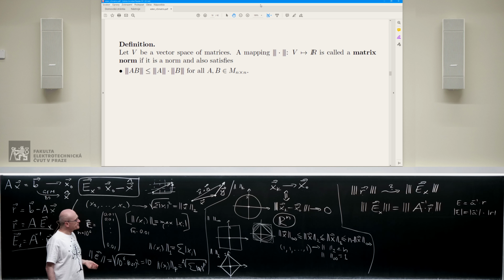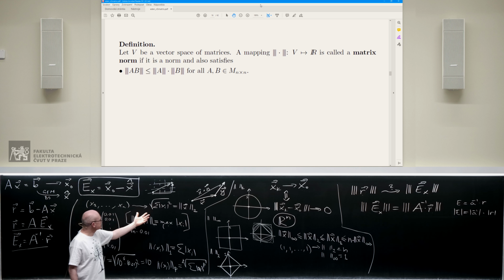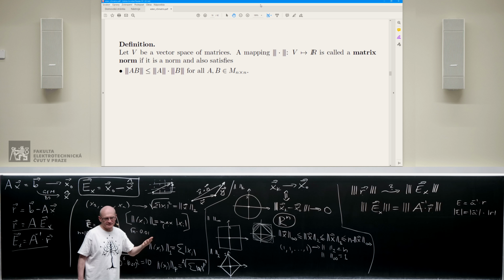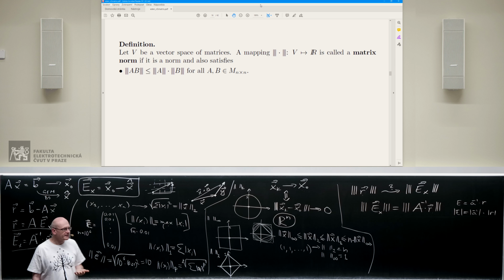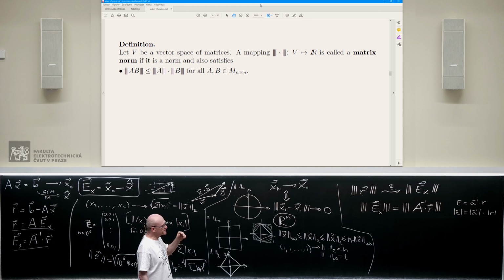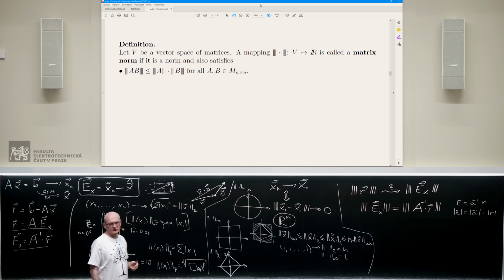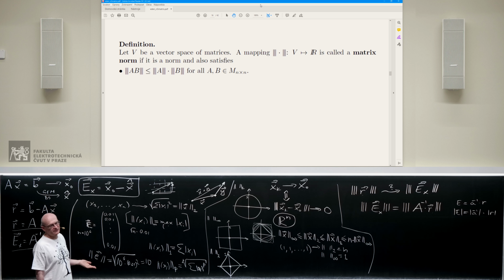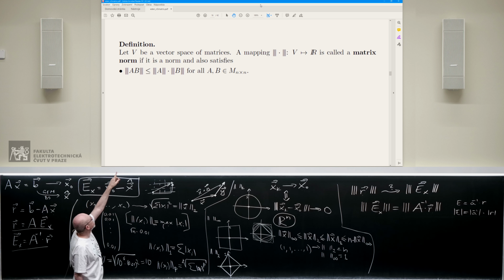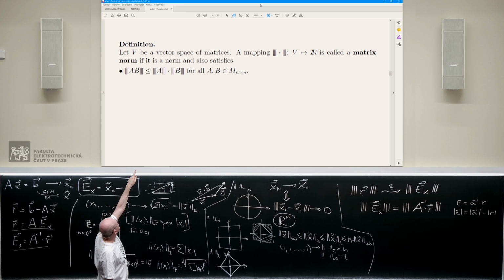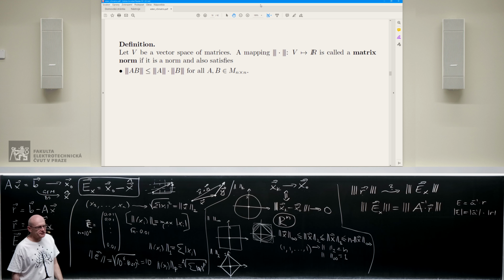But matrices also can be multiplied, which is something that normal vector objects do not do. For instance, I cannot just take 2 vectors and somehow multiply them to get another vector. In general, this does not work. But matrices are special. And therefore, we also introduce a special notion which is called matrix norm. A matrix norm is a usual norm with those properties, but there is an extra property which tells us that the matrix norm can actually work well with matrix multiplication.